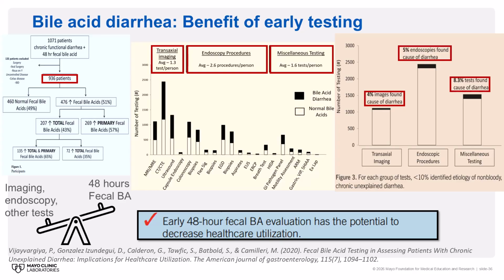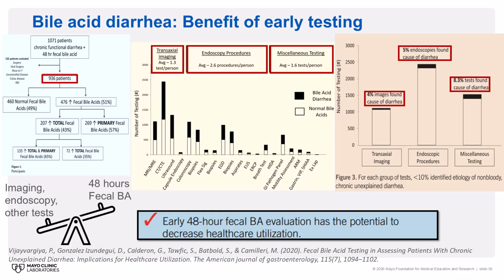But now go back to the image on the right side, and you can see that the cross-sectional imaging, the CT scan, the MRI, only gave us the diagnosis in 4% of those patients. The endoscopies, including biopsies, only gave us the diagnosis in 5% of those patients, whereas the other tests only gave us a diagnosis in about 8% of the patients.